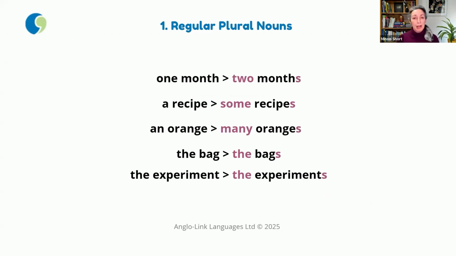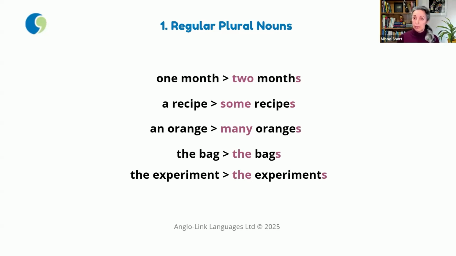For example, we have 1 month but 2 months. A recipe, some recipes. An orange, many oranges. The bag, one bag. The bags, several bags. The experiment, one experiment. The experiments, several experiments.